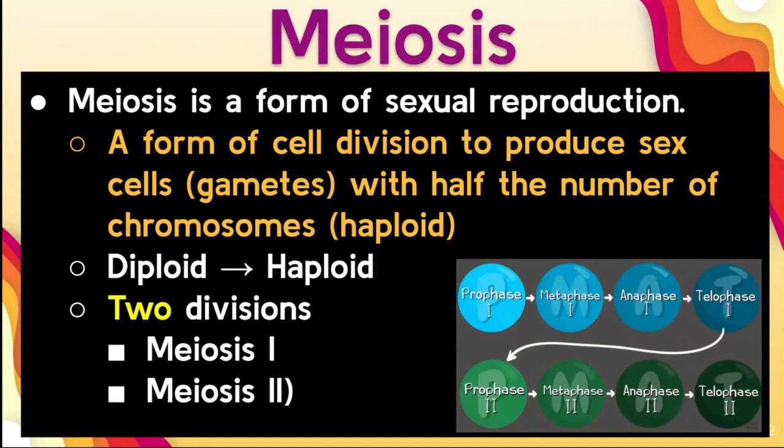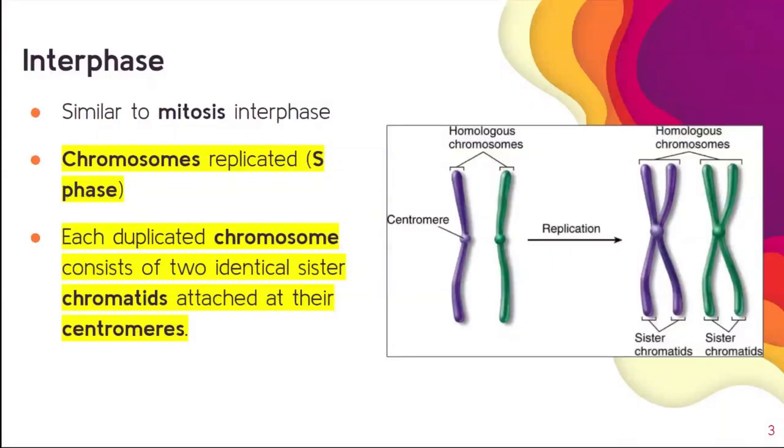So take note of this again. You don't have to write the two divisions, meiosis 1 and meiosis 2, because those are actually already in your notes for you. Fill in the blanks with diploid and haploid, but do write the description that's in orange for your description of sex reproduction equals meiosis. Let's go and get started.